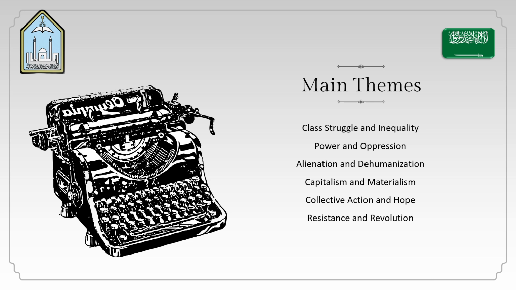We have resistance and revolution. What do I mean here? Change comes when the oppressed recognize their power and challenge injustice. So from the play, Walter's refusal to take the white man's money is a symbolic revolution against capitalist racism.